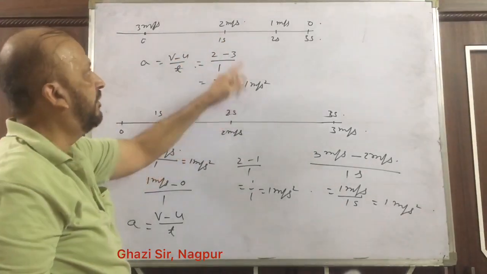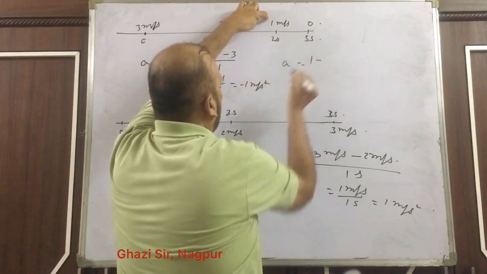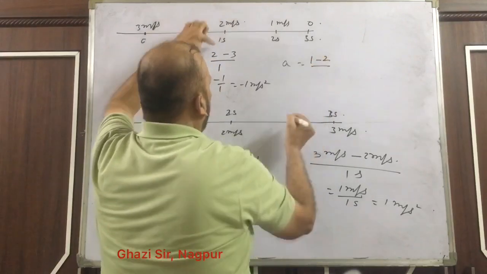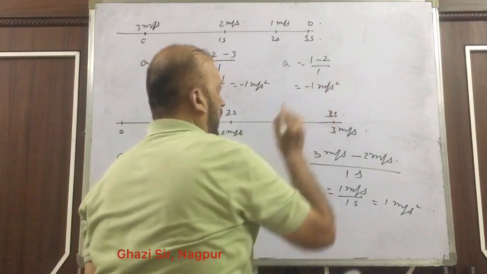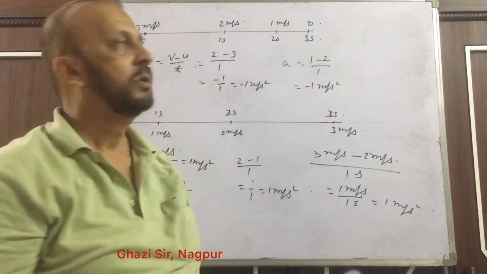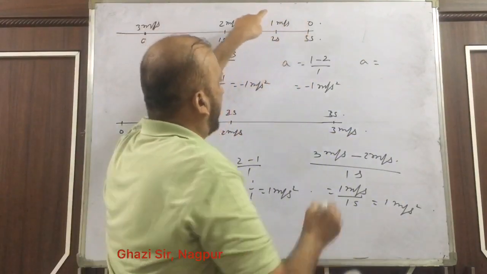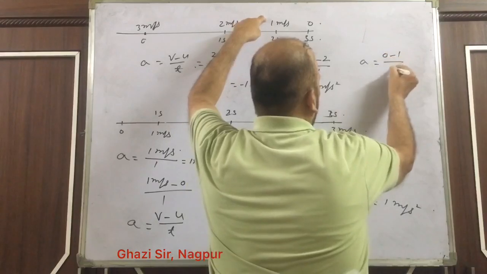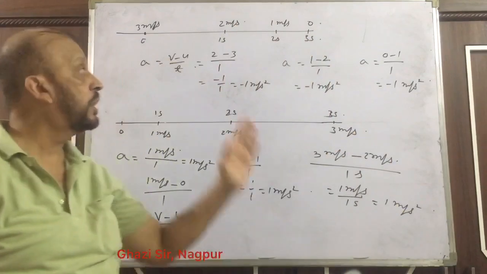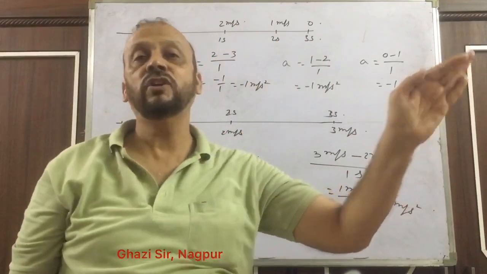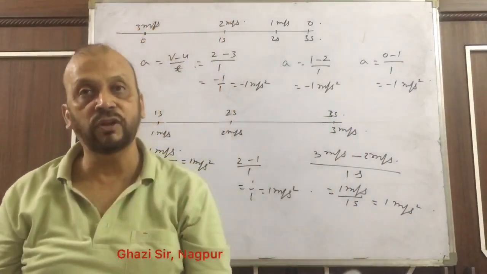Similarly, we can calculate between these 2 positions also. This is 1 minus 2 upon time, 1 minus 2 is minus 1. This is also minus 1 meter per second square. Similarly, a is equal to, at this point, 0 minus 1, time is 1 second, that is minus 1 meter per second square, and so on. Each time we are getting negative acceleration. This is called negative acceleration or retardation when speed is decreasing.